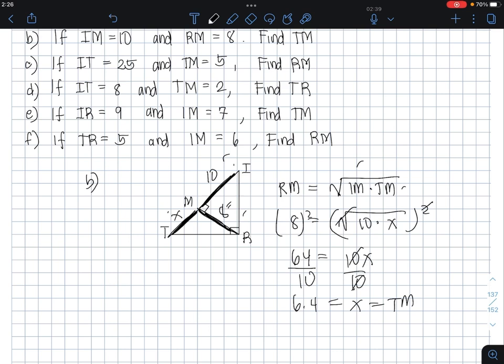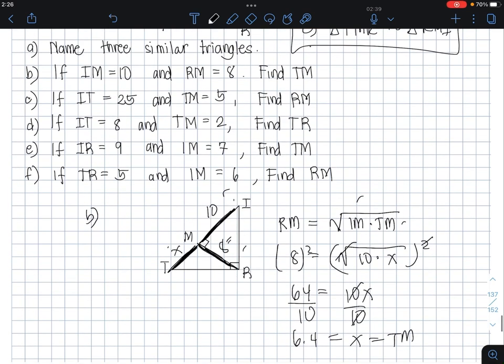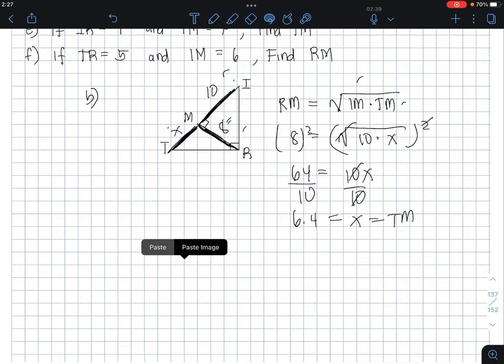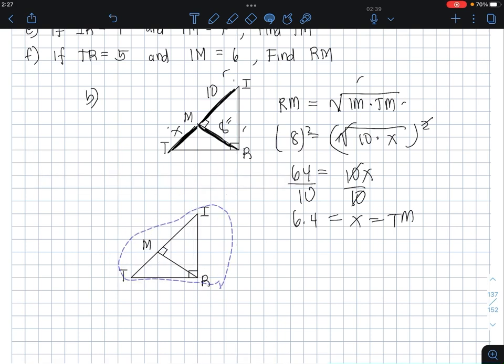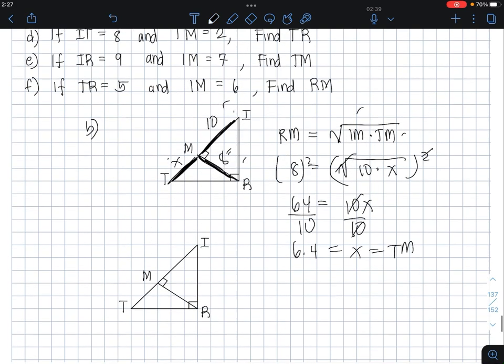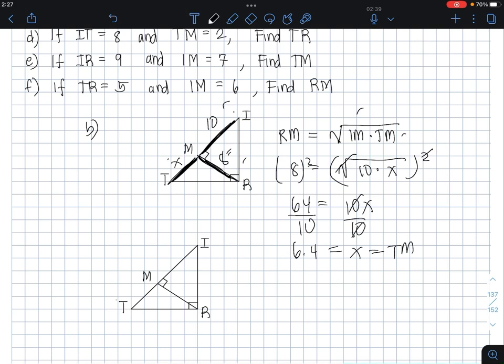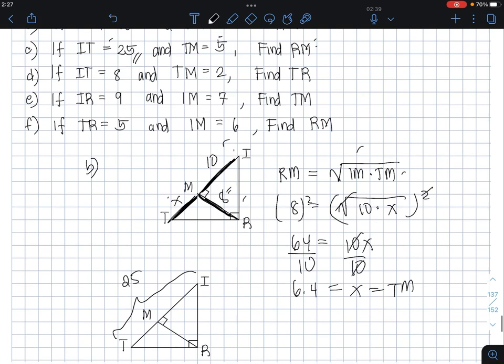Okay? Next, for C naman, IT is equal to 25 and TM is equal to 5. Find RM. So, copy uli natin yung figure. So, sabi sa C, si IT daw is 25. So, IT, itong hypotenuse, 25. Tapos, si TM is 5. TM is 5. Find RM. So, itong RM. So, ano yung pwede natin gawing equation dito?